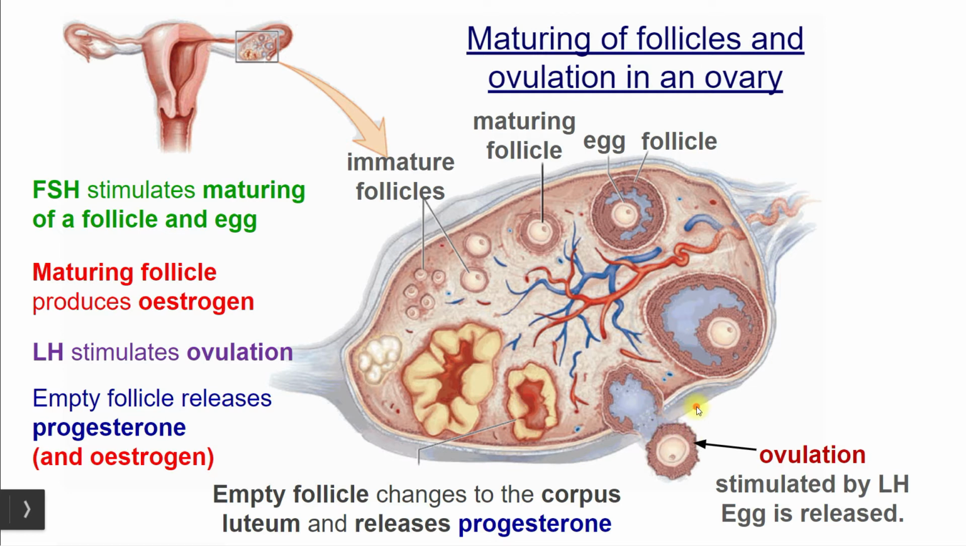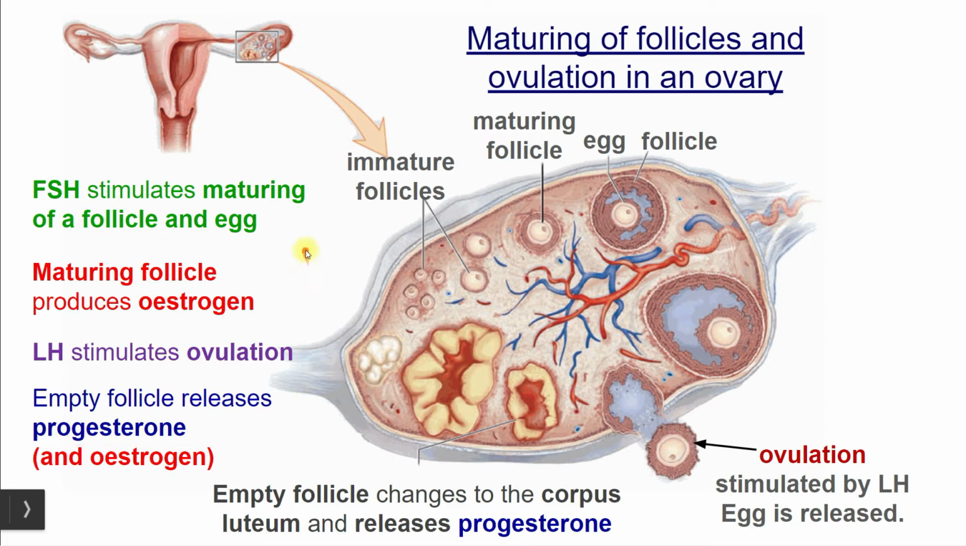This process of releasing an egg is called ovulation. Ovulation is stimulated by LH hormone. Now the empty follicle that has released the egg, it changes slightly, but it begins to produce progesterone hormone.